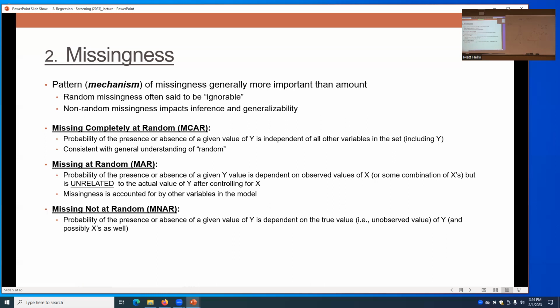And so now all of a sudden I've got missing not at random, and this is where we run into problems, okay? This is non-ignorable missingness. This is the stuff that starts to create biases in my estimates, things along those lines.